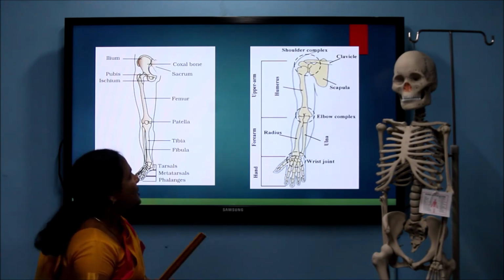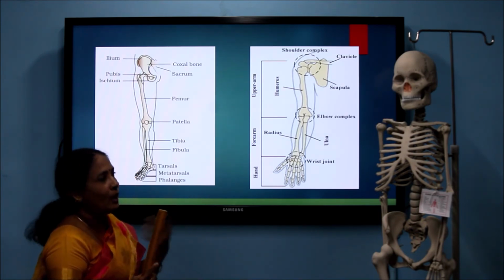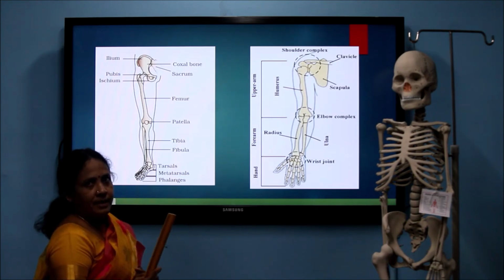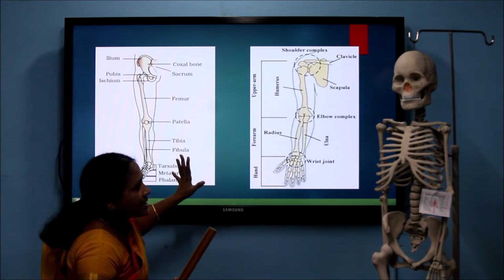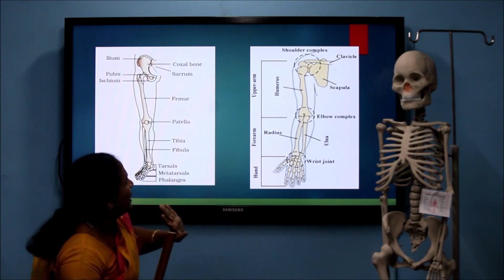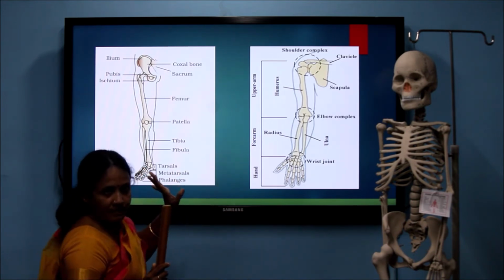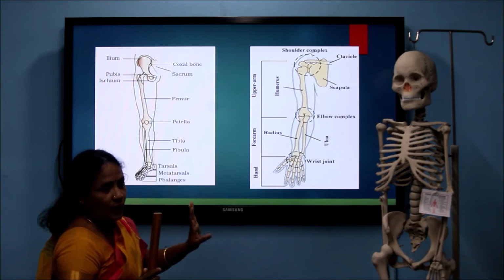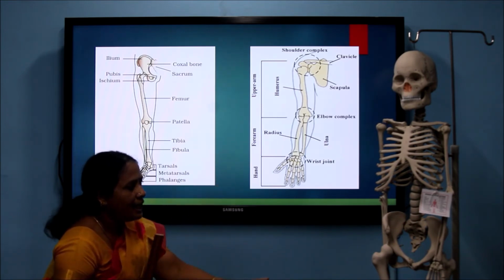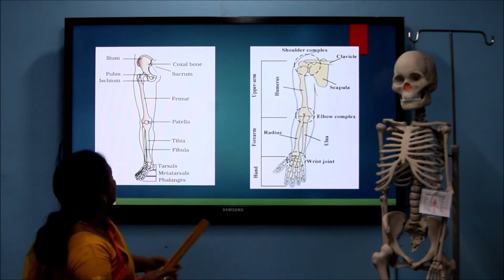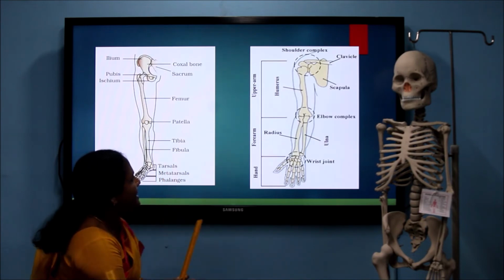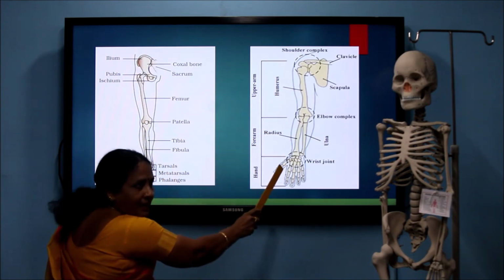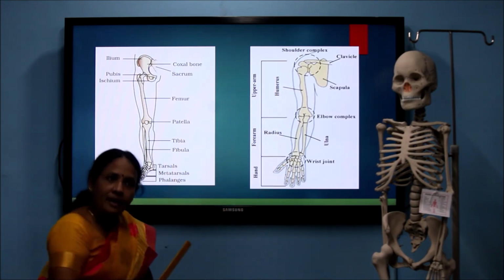Next we will see about the appendicular skeleton. The first one was the skull, the next one is the appendicular. This appendicular skeleton is classified into upper limbs and lower limbs. This is a lower limb, that is the leg. This is the upper limb, that is the upper arm.